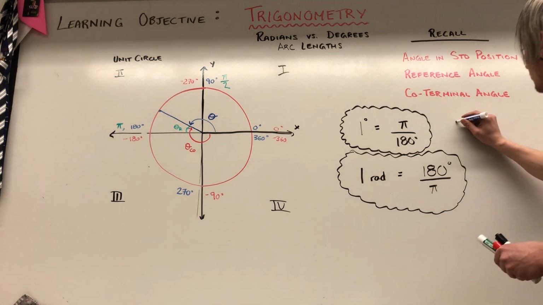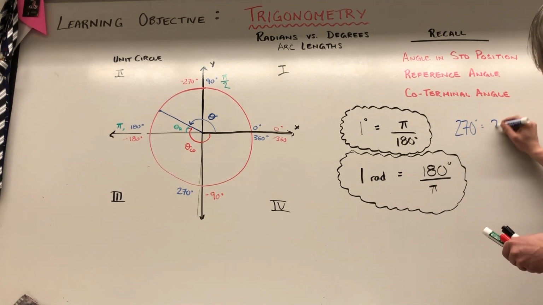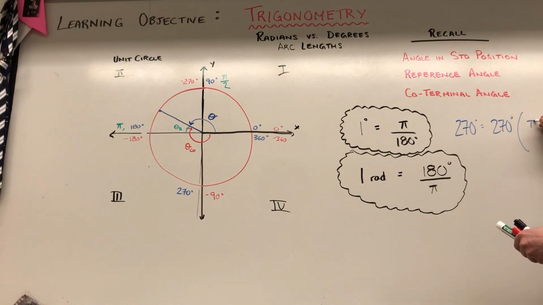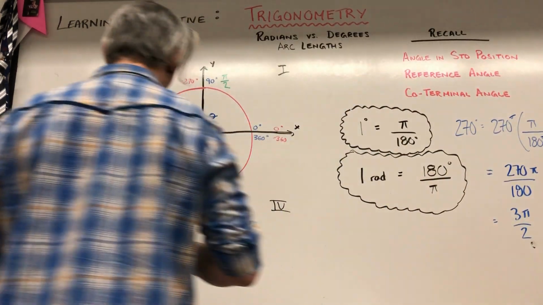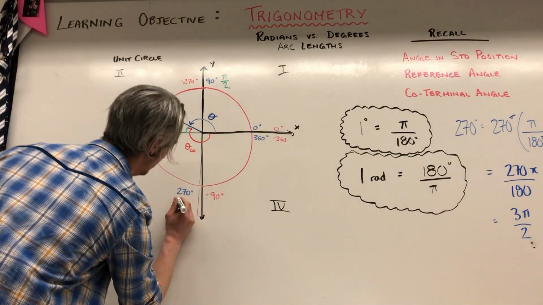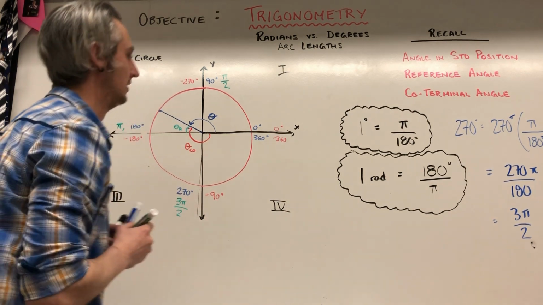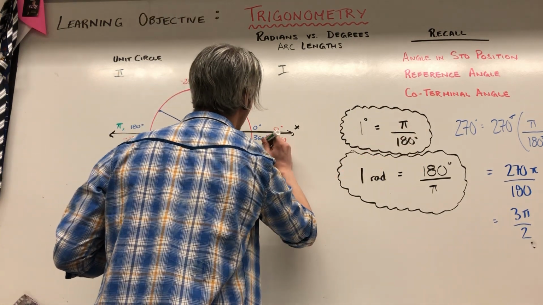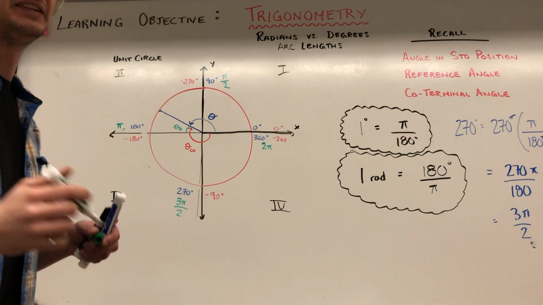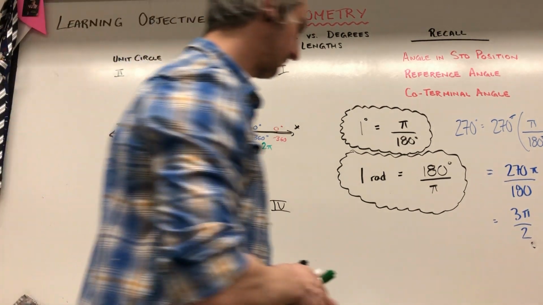And 270 degrees is the same as 270 times pi over 180. And I get 270 pi, the degrees cancel out, over 180. If I simplify this fraction, I get 3 pi over 2. So 270 degrees is the same as 3 pi over 2. And then if I went to 360 times pi over 180 gives me 2 pi. So a full rotation, 360 degrees, is the same as 2 pi radians.